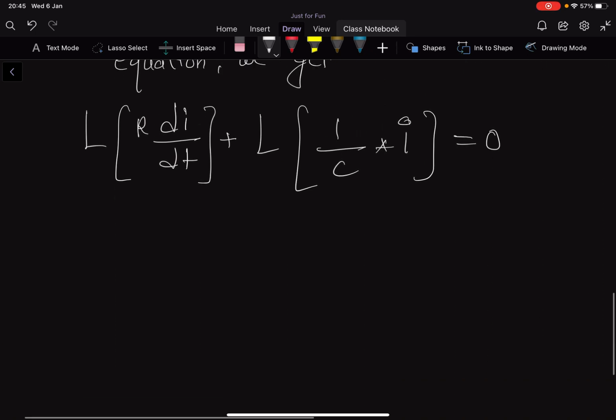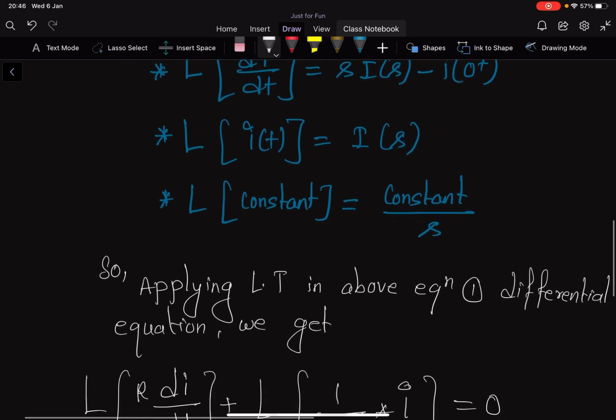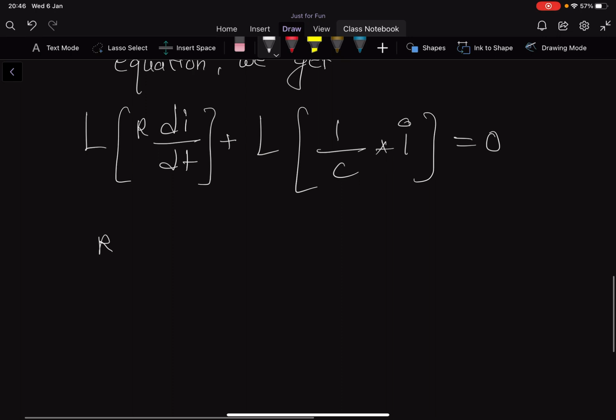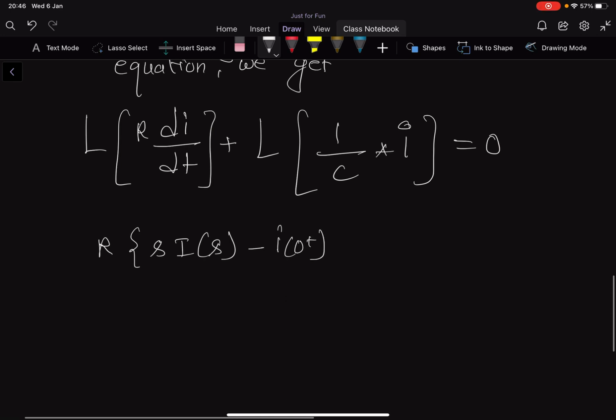Okay, so we can basically make our life easy to get rid of that R, but I think it's fine. So R is a constant, so we can move that around. So Laplace transform of derivative is going to be, so we get R here, and then Laplace transform of derivative is sI(s) minus I(0 plus). And similarly, we have Laplace transform of 1 over C times I. We're simply going to get 1 over C times capital I(s). That's a frequency domain.